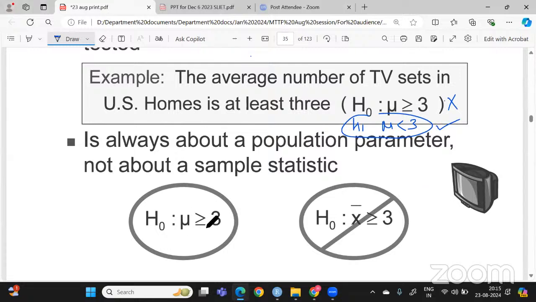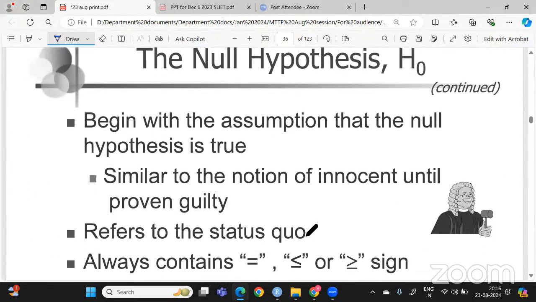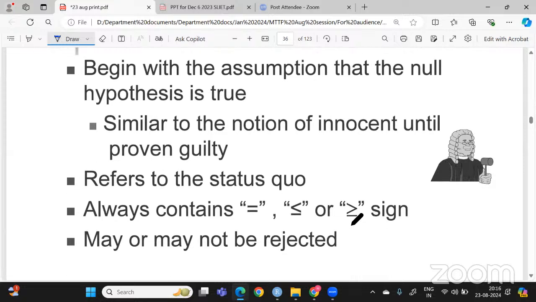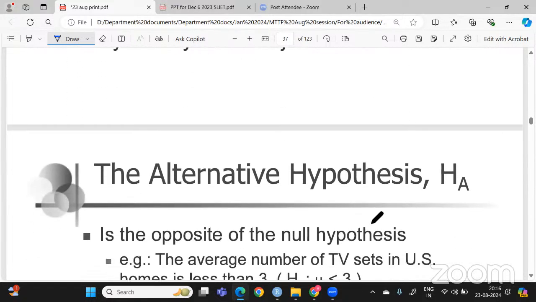And it will only consist of population parameters, as already discussed with you. So we are not talking about a sample. So what is the null hypothesis? We begin with the assumption that the null hypothesis is true, similar to the notion of innocent until proven guilty. This is the statement that we can easily see from a judgment. We consider a person innocent until we get some evidence against the person that they have committed some mistake, and we prove that person guilty. So it consists of the equal to symbol, as already discussed, less than or equal to, and greater than or equal to. So an equality sign should be there, and it may or may not be rejected.